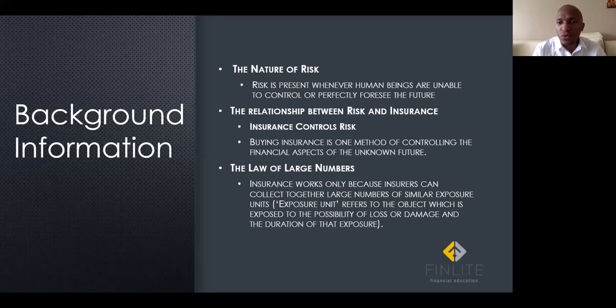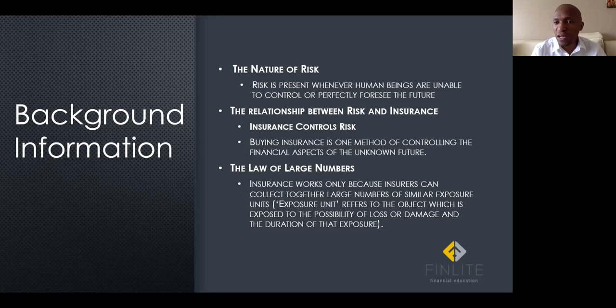So let's first look at the background of risk. What is the nature of risk? Risk is presented whenever human beings are uncertain of the future. In the previous unit standard on scenario planning, we said the more uncertain the future is, the higher the risk. It's like walking into a dark room, for instance. If you walk into a dark room, you don't know what you're stepping on, you don't know who is there. The more uncertain, the higher the risk.